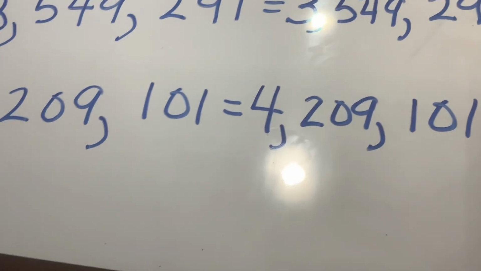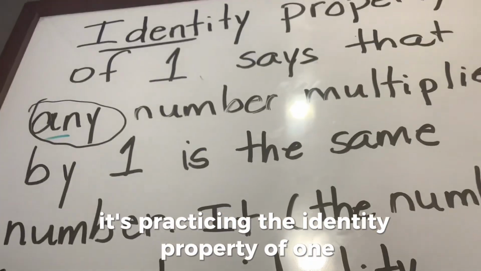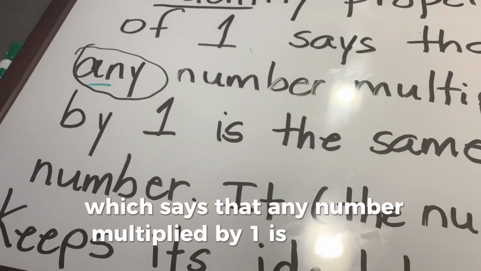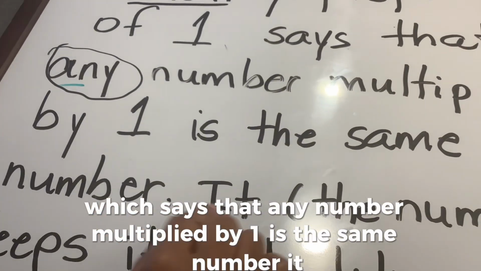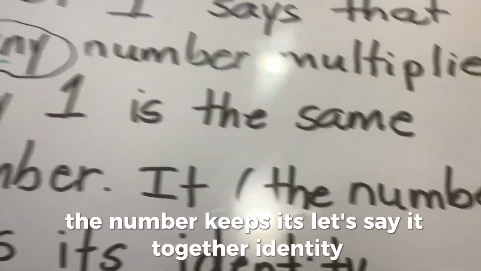Thank you. You did a great job practicing the identity property of one, which says that any number multiplied by 1 is the same number. The number keeps its, let's say it together, identity.